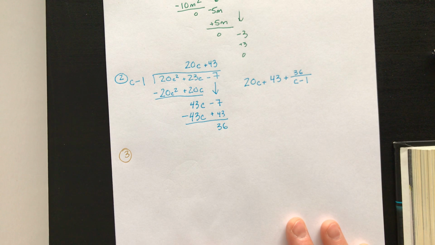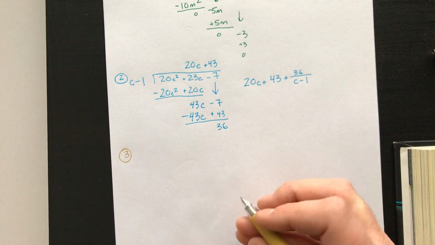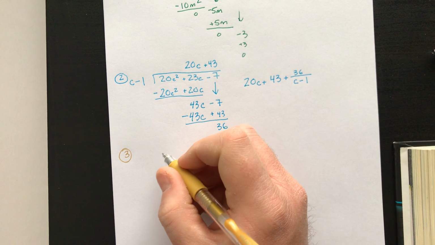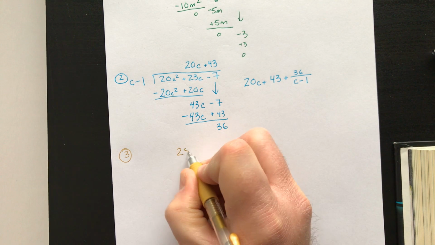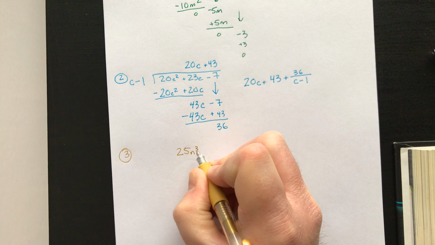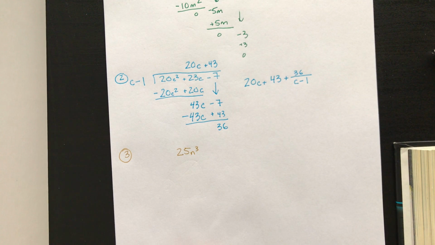Number 3 says 25n cubed, and these problems I'm getting from page 681. So 25n cubed. All right, now look here. It says 25n cubed, and then all of a sudden it goes minus 11n. So there's no squared term.